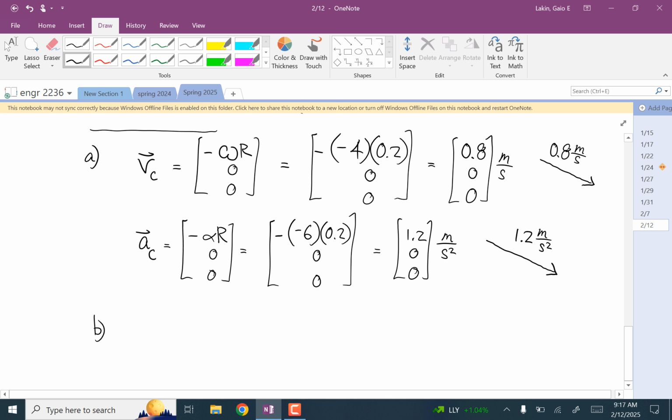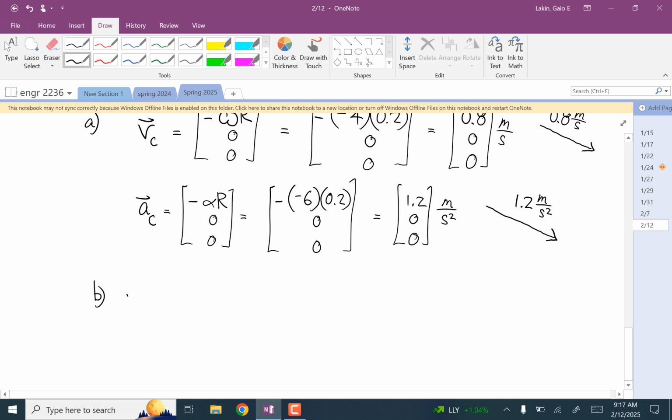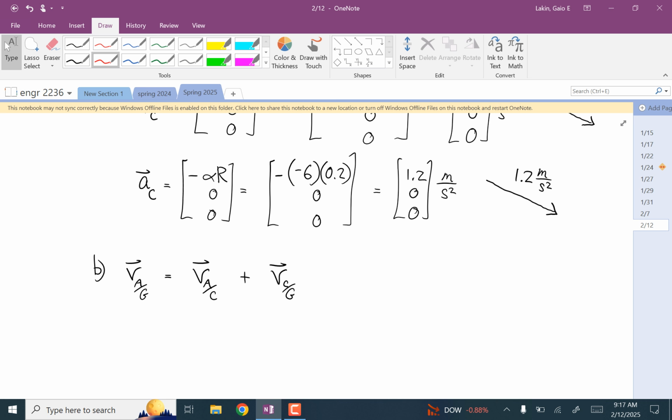So relative motion says the velocity of A relative to the ground is equal to the velocity of A relative to the center plus the velocity of the center relative to the ground. And this we just calculated.